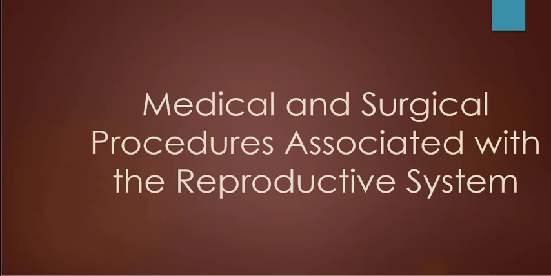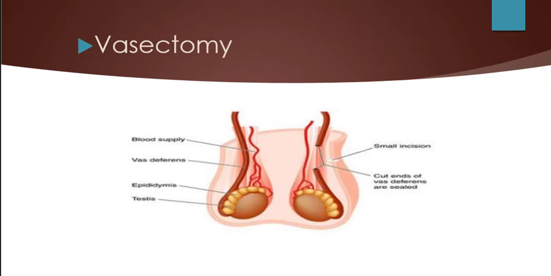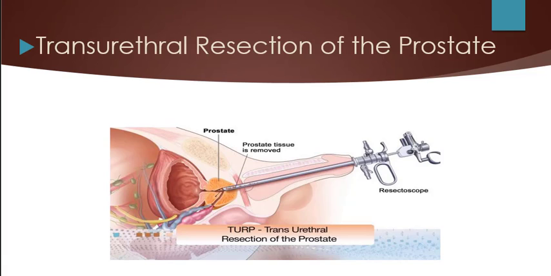The following are medical and surgical procedures that are associated with the reproductive system. The first is circumcision. This is the surgical removal of the foreskin or prepuce of the penis, usually performed on a male infant. The next is a vasectomy. This procedure is done by cutting the vas deferens from each testicle, removal of a small segment, and then tied off. This procedure makes it so the sperm that is created in the testes cannot reach the female reproductive system.